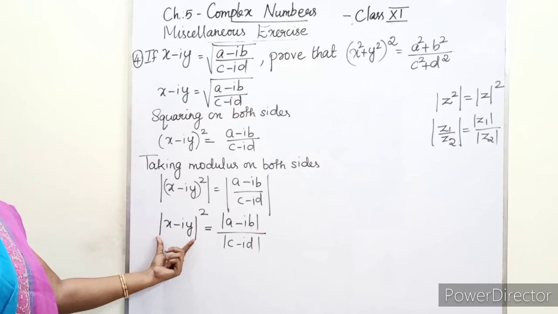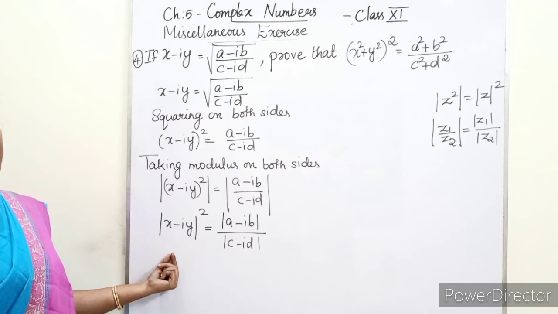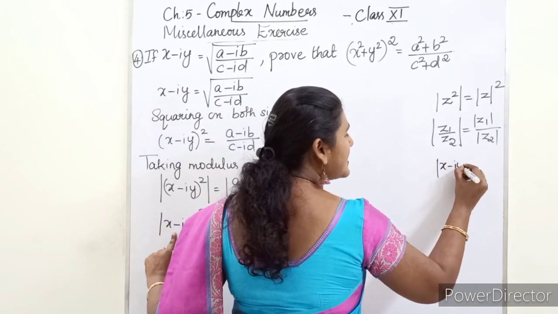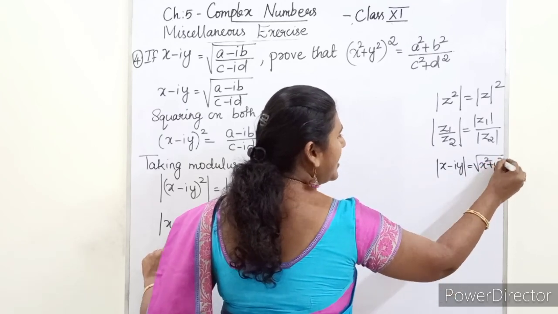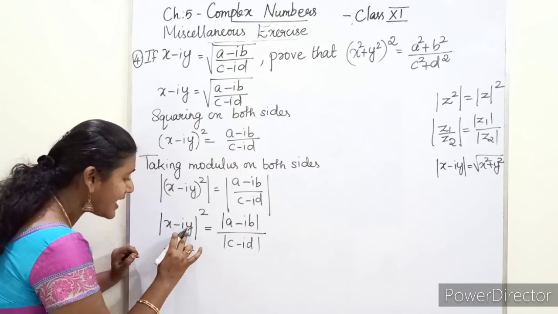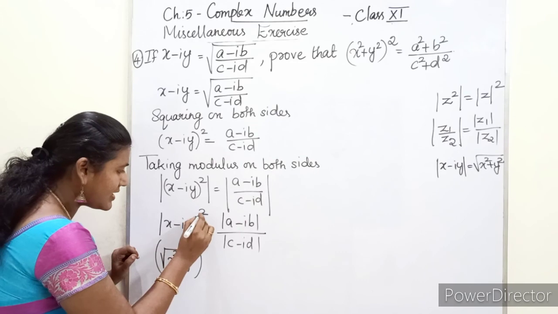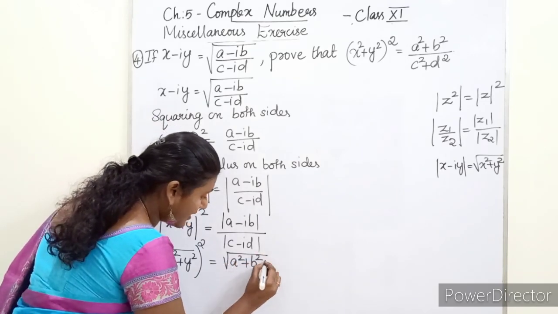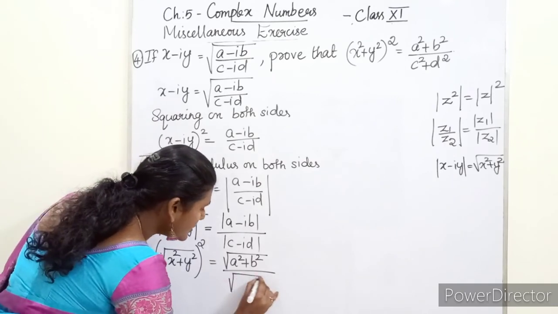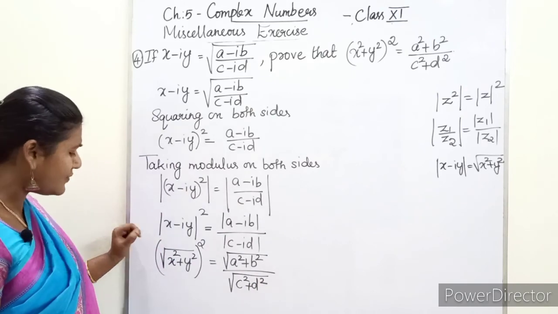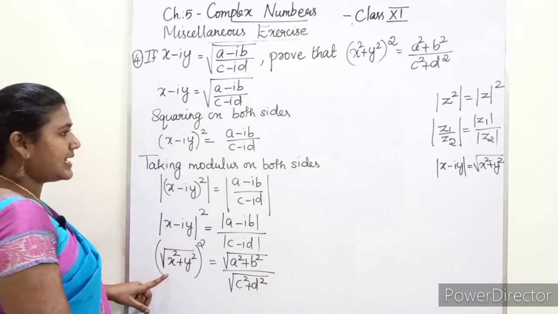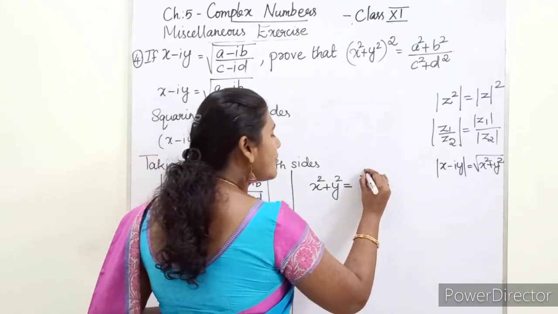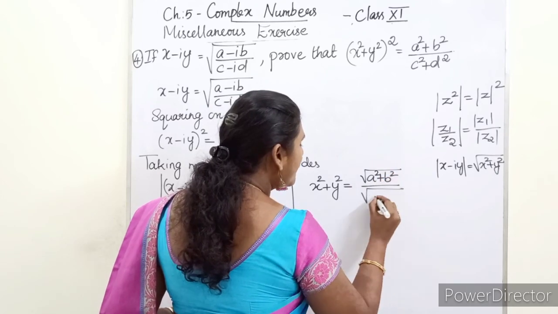Now here we are going to simplify. How to find modulus value? You know that root of real part square plus imaginary part square. So here we will write, what is the modulus of x minus iy? So modulus of x minus iy is equal to root of x square plus y square. So here in the place we will write root of x square plus minus y the whole square, that is y square. Again we have here square. So square is equal to, what is modulus of a minus ib? Root of a square plus b square divided by what is modulus of c minus id? Root of c square plus d square. Now if you see the square and the square root will get cancelled and you will get the answer as, left side x square plus y square is equal to root of a square plus b square divided by root of c square plus d square.